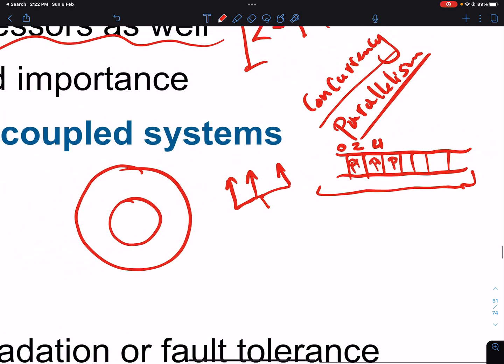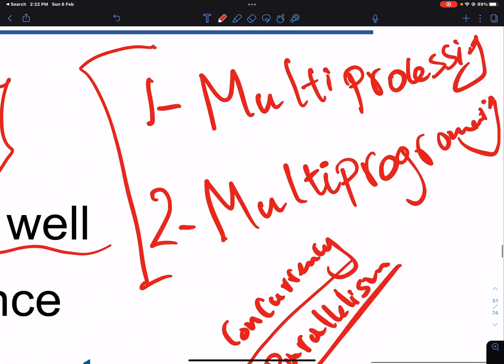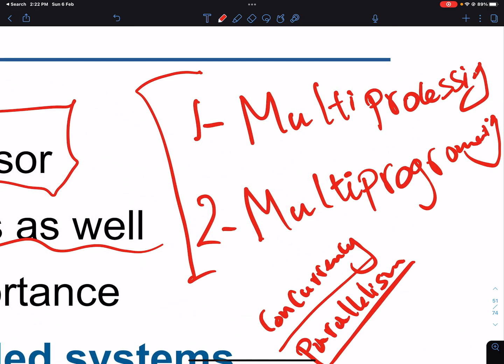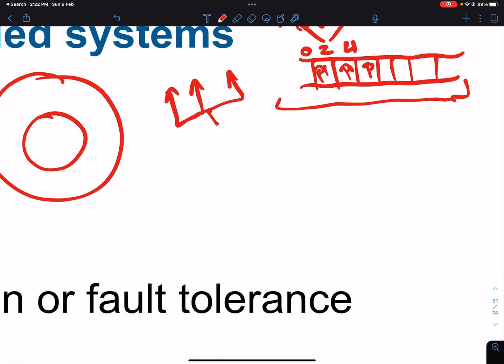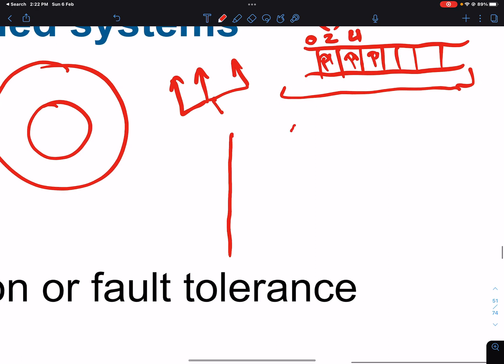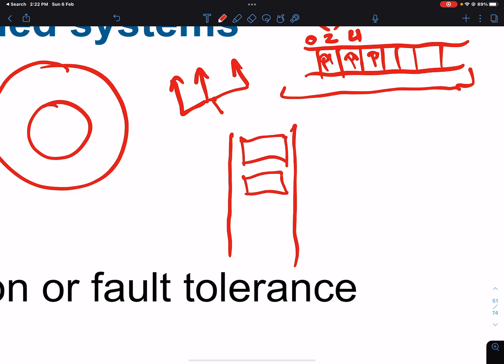So anyhow, that's the same difference between multiprocessing and multiprogramming. Multiprogramming means that you load multiple programs in memory. But it doesn't say anything about how you will execute those programs. You could execute them as batch, as we talked about before, or you could time share.